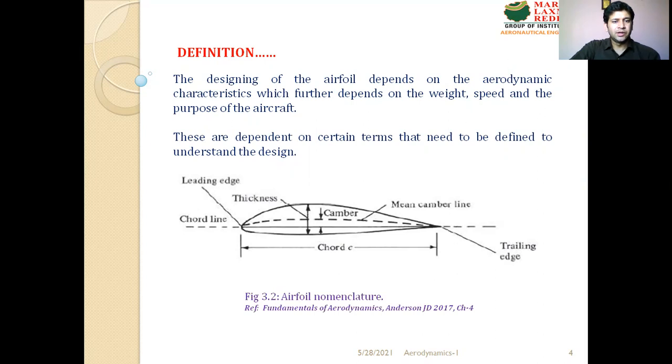So this is the nomenclature of an airfoil, where we can see this point is the leading edge, this is the trailing edge, and this is the chord line, which is straight and joins the leading edge to the trailing edge. This dashed line is representing the mean camber line, which divides the airfoil into two equal halves, upper surface and lower surface, or upper half, lower half. The distance between the mean camber line and chord line is called camber, and the thickness is the distance between the lower surface and upper surface, and the straight line is called chord length.